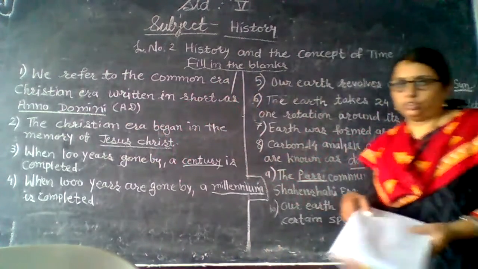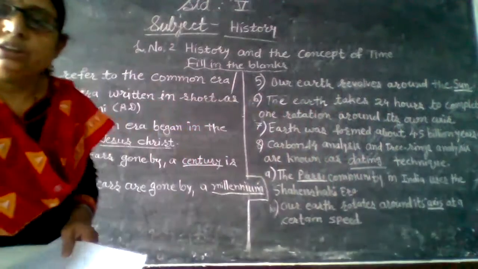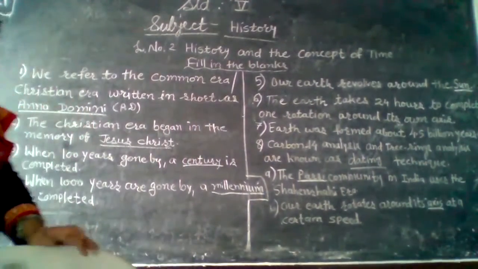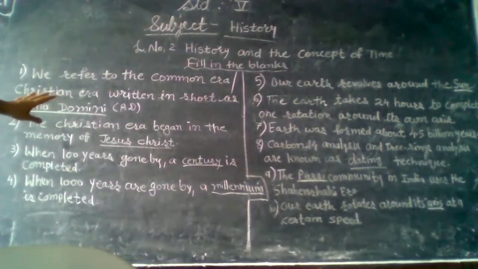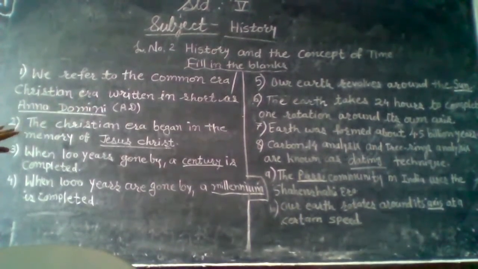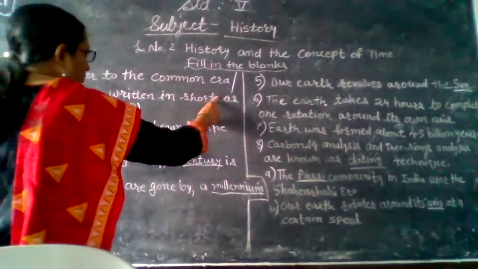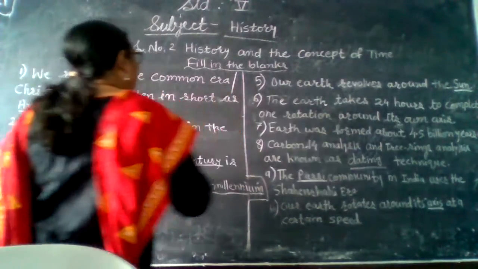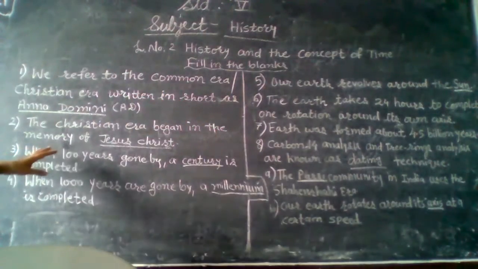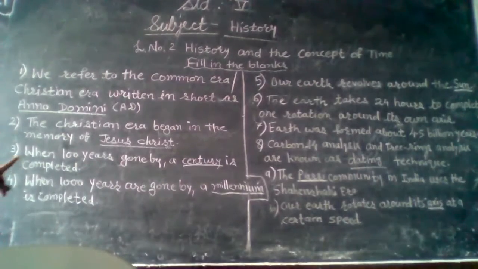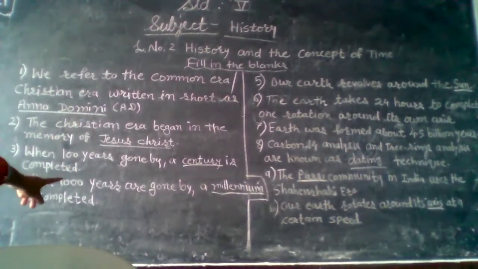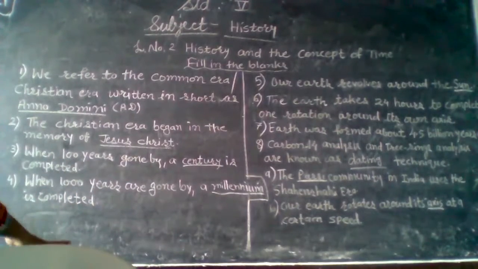Finish. Here our extra fill in the blanks are finished. Now let us revise all the fill in the blanks once again. We refer to the common era or Christian era written in short as Anno Domini. Then the Christian era began in the memory of Jesus Christ. When 100 years gone by, a century is completed. When 1000 years are gone by, a millennium is completed.